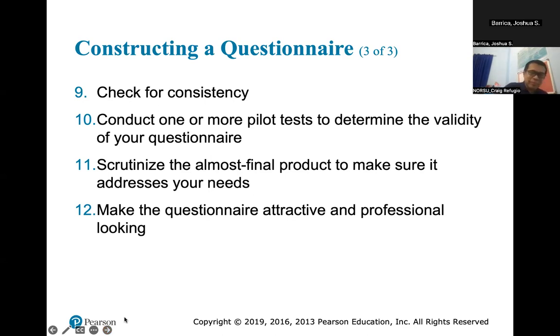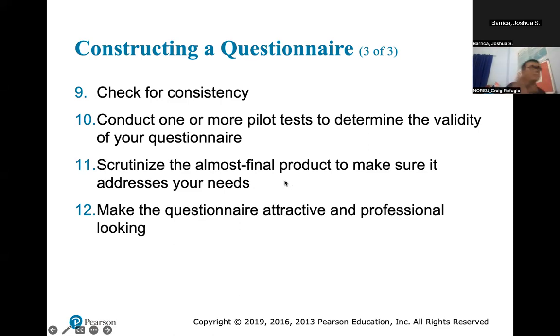It does not mean that you are going to have only one pilot testing because it would not give a better idea on whether it is readable, understandable, and whether this one could be finished around 30 minutes or around an hour. But the more pilot testing that you do, the greater is the validity or accuracy of the understandability, readability, and the time allocation is more accurate, because you did many pilot testing. Number 11, scrutinize the almost final product to make sure it addresses your needs.